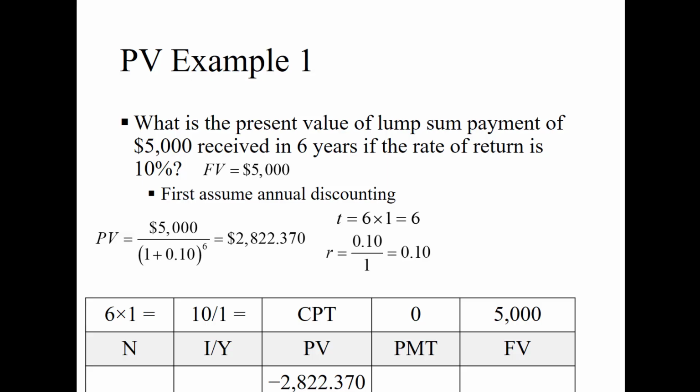Our next example will look at how to calculate the present value. And we want to know the present value of a lump sum payment that's going to be received in 6 years of $5,000 if the rate is going to be 10%. And first we're going to assume annual discounting, and you see our formula and our inputs there.